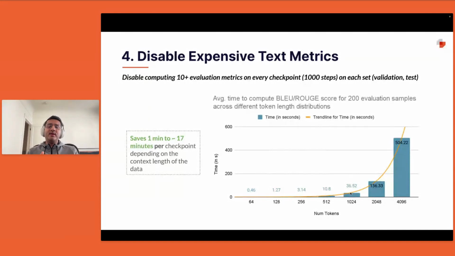And in case you're curious as to why it takes time, it's because of how these metrics work, where they compute n-gram combinations of different sizes, and computing n-grams and comparing n-grams is definitely an expensive process. So we decided to more or less disable most of our evaluation metrics and keep it to just loss and perplexity, since they were most meaningful and very cheap to compute.